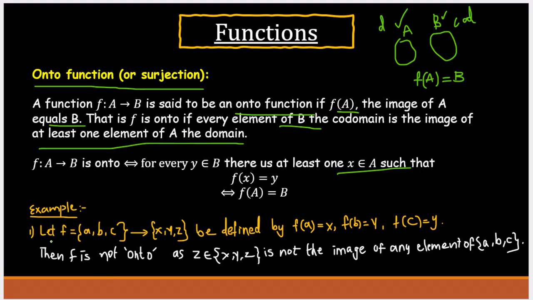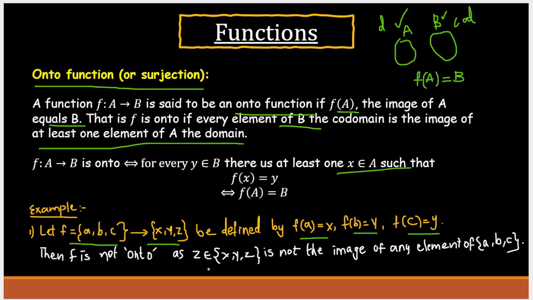Let's see an example to understand this. Here the function is given as the set {a, b, c} tends to the set {x, y, z}. So here we can write f of a is equal to x, f of b is equal to y, and f of c is equal to y. So we have to say which type of function this is. Here f is not an onto function.